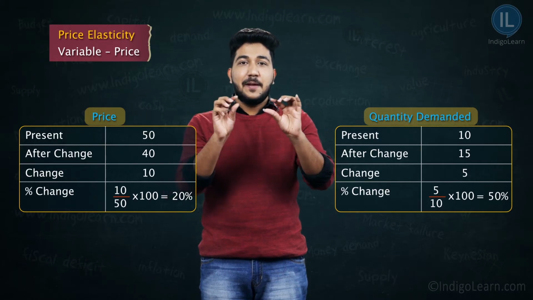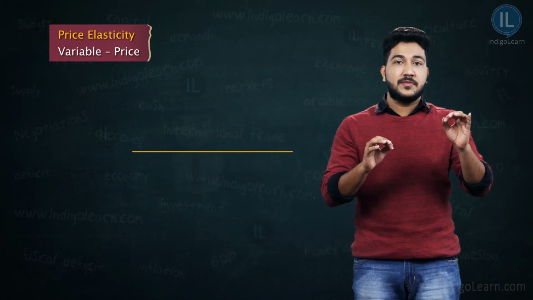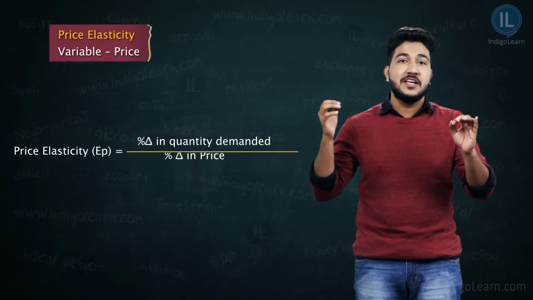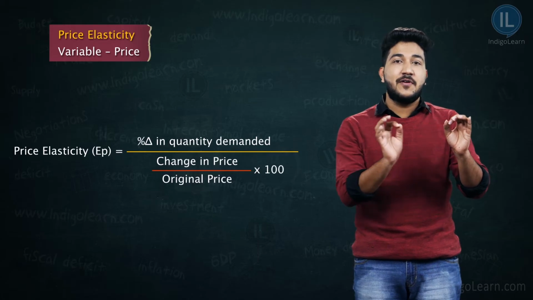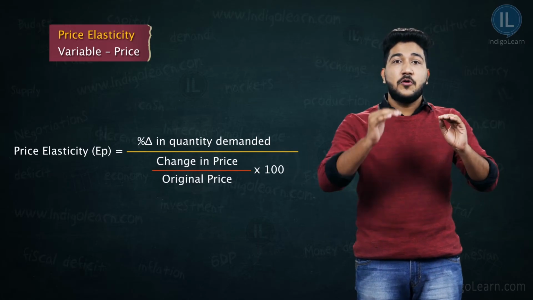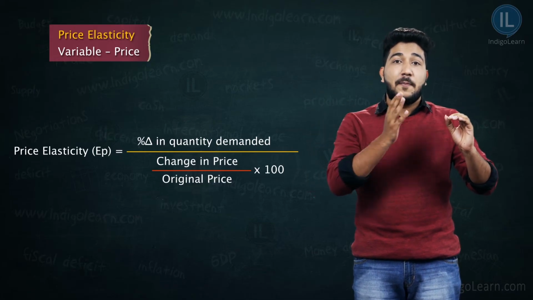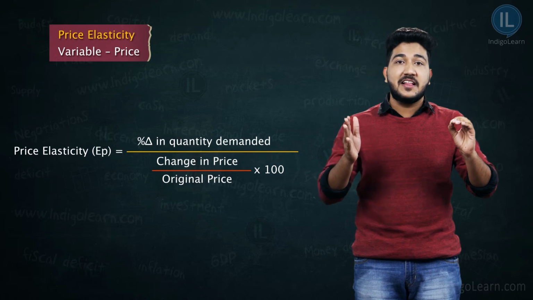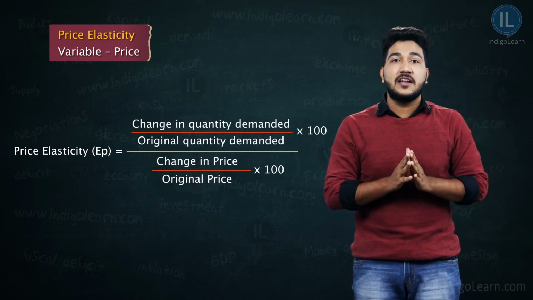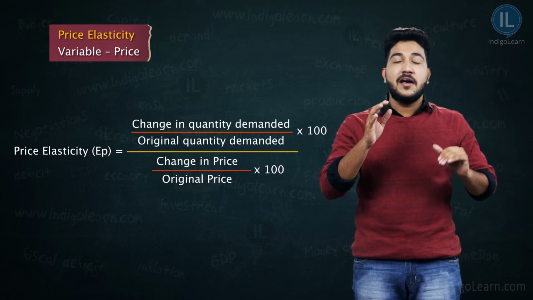Now let us replace the denominator with the original formula, that is percentage change in price. What is the formula that we used? Change in price divided by original price. Let us put that formula here. Correct? Now let us go to the numerator. What is there? Percentage change in quantity demanded, which is nothing but change in quantity divided by original quantity. Let us put that here. Correct? Now you see that the formula has come like this.